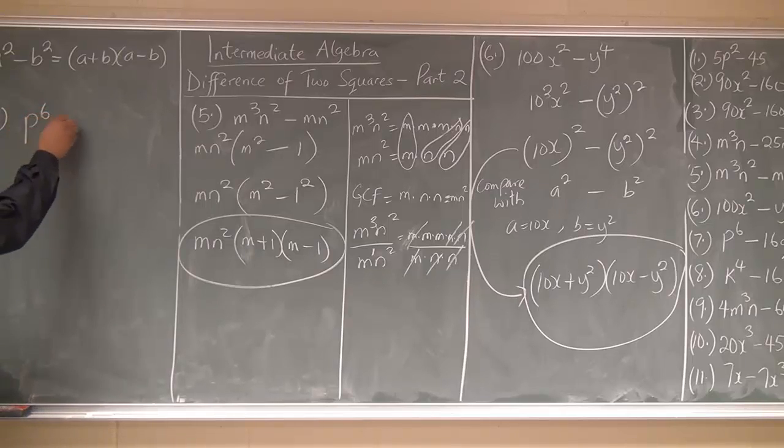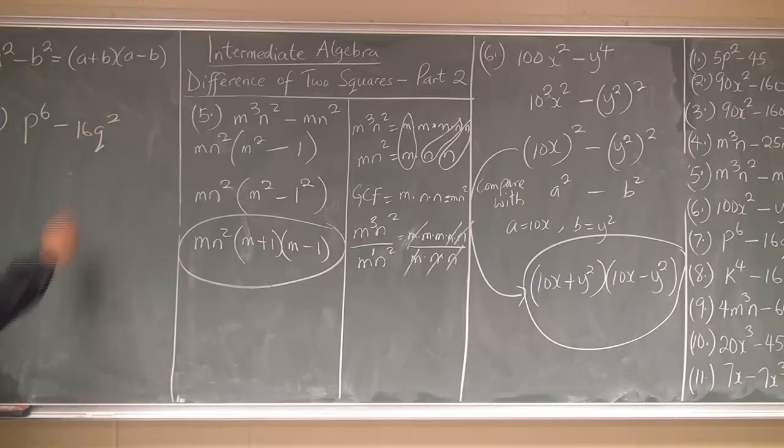b raised to power 6 minus 16q squared. Here also, how would you make p^6 to be in squared? It's p cubed, then squared. You see that?